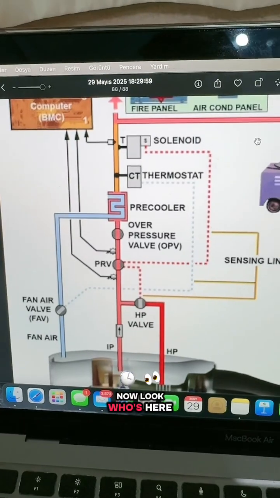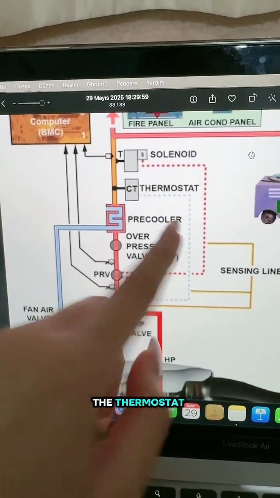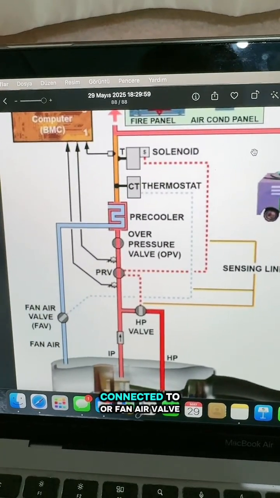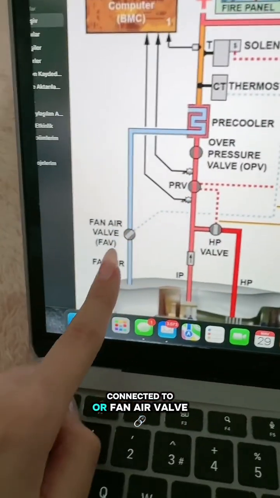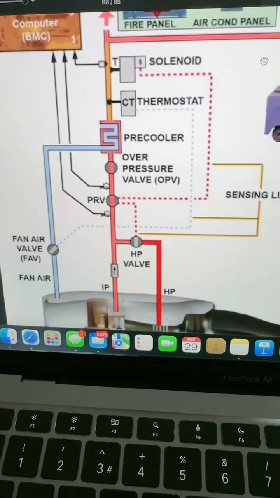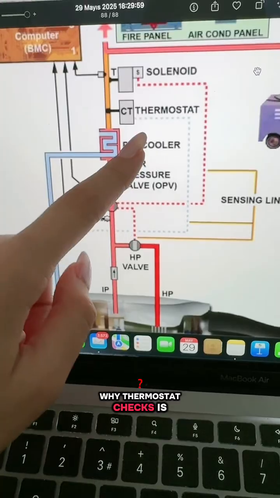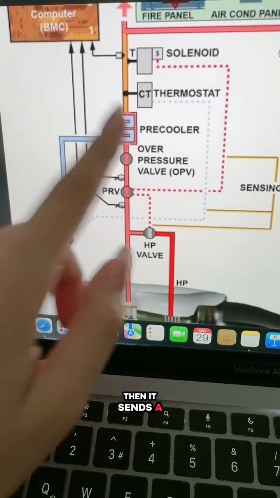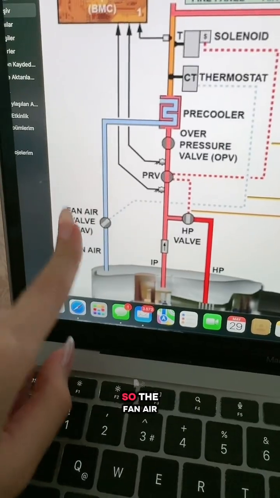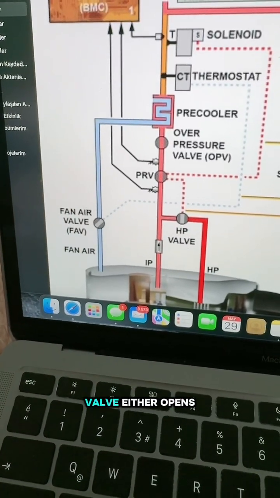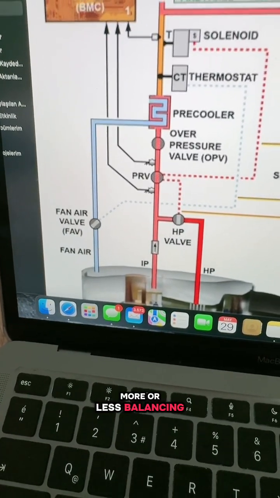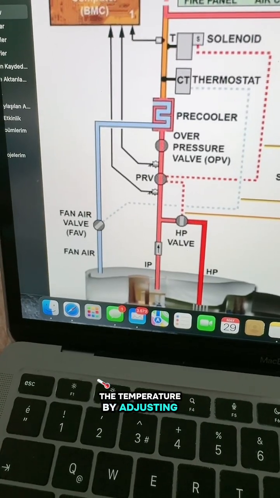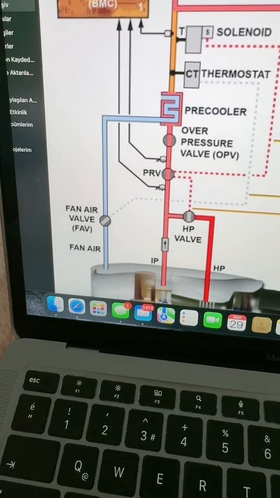Now look, who's here? The thermostat. Who is the thermostat connected to? The fan air valve. Why? The thermostat checks whether the air is too hot or too cold. Then it sends a signal to the fan air valve, so the fan air valve opens either more or less, balancing the temperature by adjusting how much fan air is added.